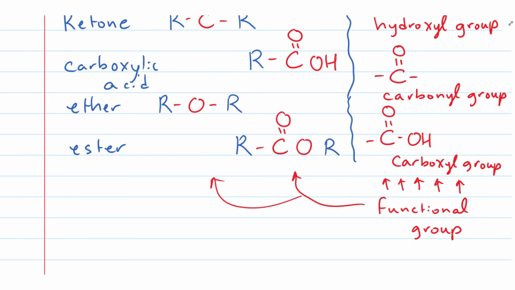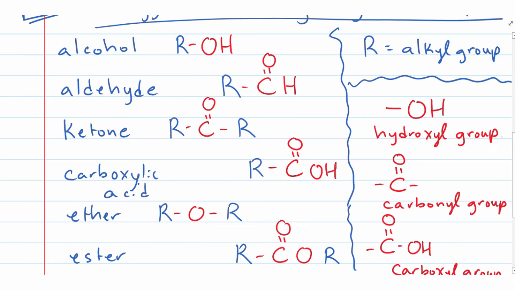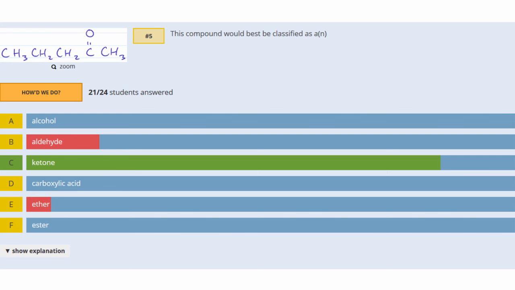If it's an aldehyde, what should be next to that carbonyl group? Hydrogen. Should be a hydrogen, exactly. It should be an H. So if we look at it, there should be an H adjacent to that carbon. There's not a hydrogen adjacent to that carbon. There's another alkyl group over here, so that makes this a ketone. But as far as ones getting confused with each other, aldehydes and ketones are very often confused with each other.